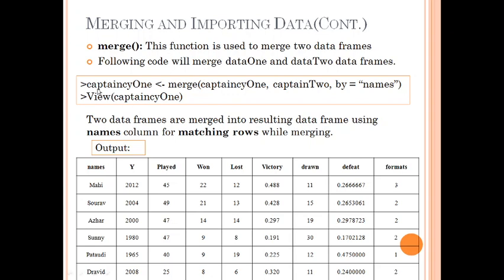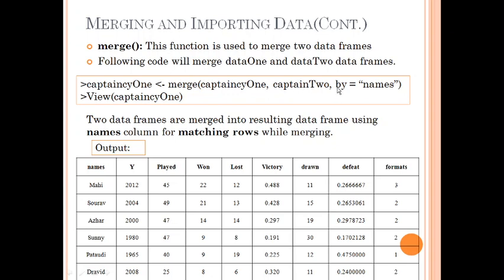So the syntax is like this. The destination data frame in which we want to put the merged file can be any one of the current two data frames, or it can be a completely new data frame as well. The function used to merge two data frames is merge, and as an input we are providing the names of two data frames which we want to merge.